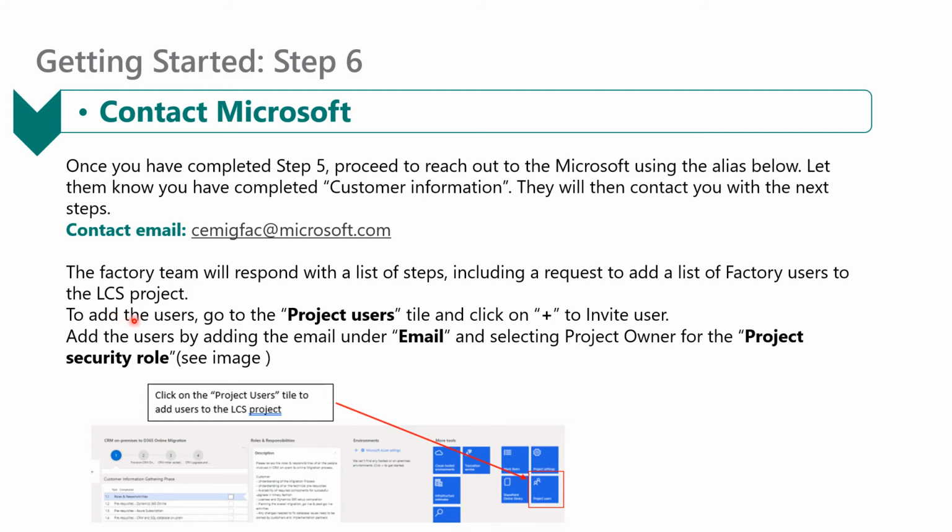To add the users, go to the Project Users tile and click on the plus sign to invite user. Add the users by adding the email and selecting Project Owner for the project security role, as shown below.